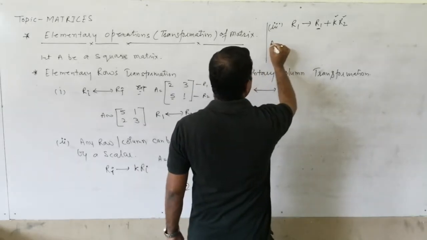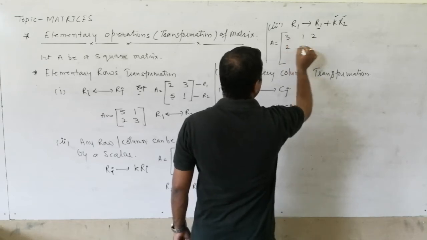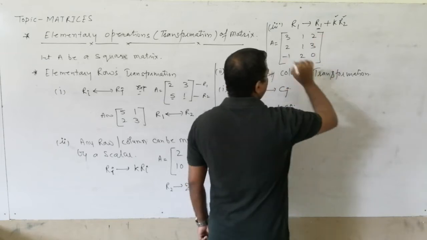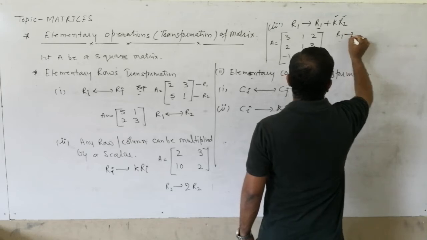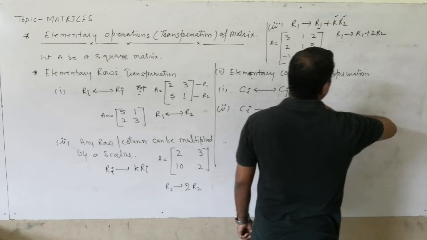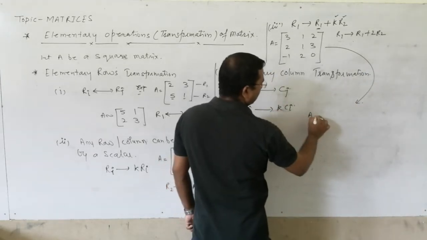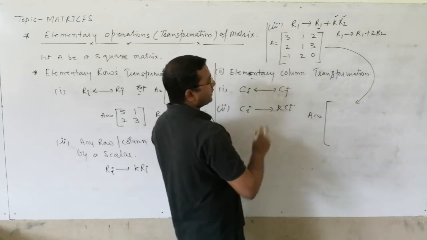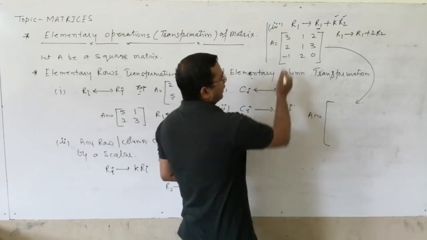For example, we can take a matrix C1, here it is 3, 1, 2, 2, 1, 3, minus 1, 2, 0. And here I am now applying this operation. I am changing R1 to R1 plus 2R2. So this will be equivalent to writing the elements now; changes will take place in R1, and how will it be?